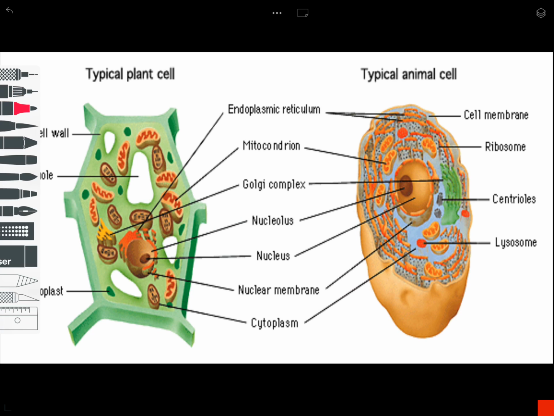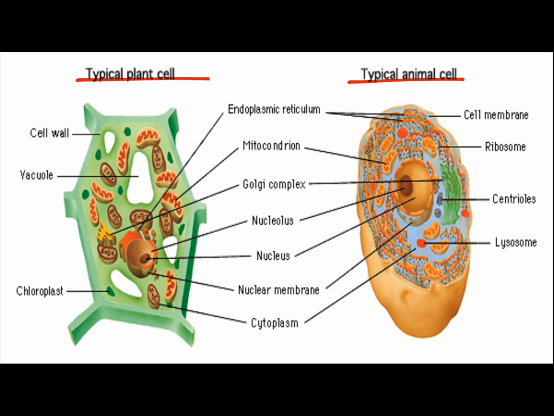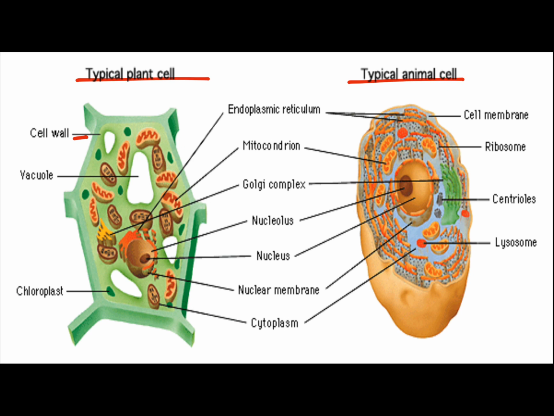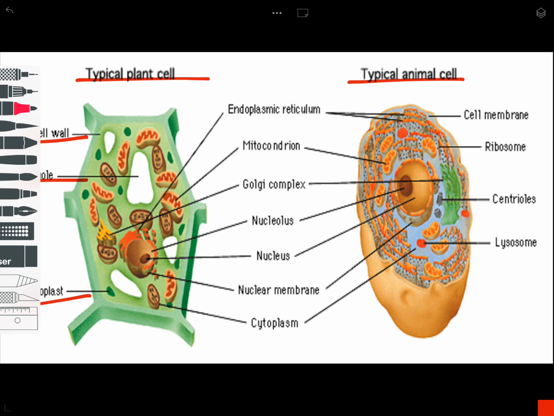Here are two different types of cell. Here is a plant cell and here is an animal cell. On the left, there are the characteristics unique to plant cells. For example, they have a cell wall, they have a vacuole, and they have chloroplasts. On the right, there are characteristics that are unique to animal cells. For example, they have centrioles and lysosomes. Now try to guess which one is eukaryote.